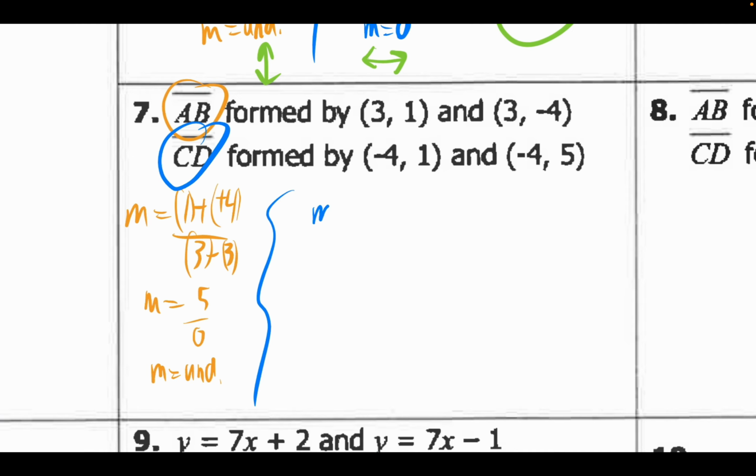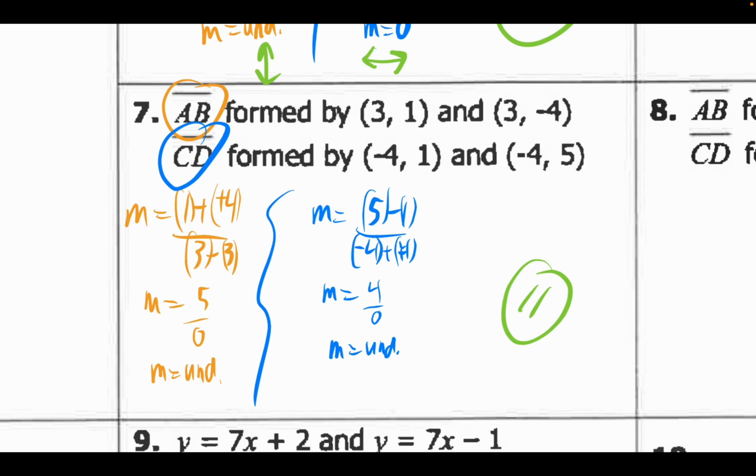Finding the slope of my other one here, I'm going to have 5 minus 1, and on the bottom I'll have negative 4 minus a negative 4, which some of us might also see what's going on here as I add those, and I get 4 over 0, which is also undefined. And so thus, since both slopes are undefined, they're both vertical lines, they will be parallel.